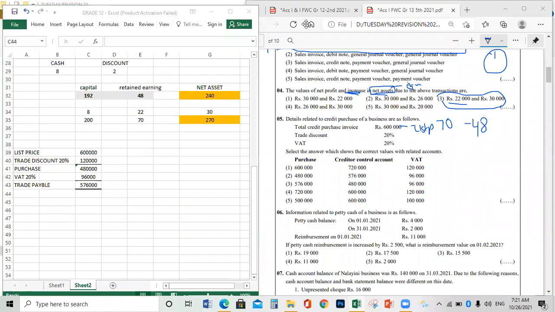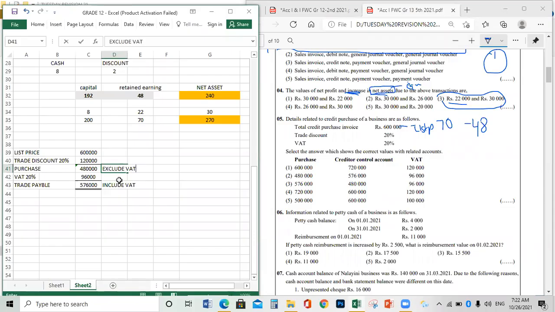Always the purchase value will always be excluding VAT, without VAT. Okay, so then guys, after that, to find the amount you have to pay to the trade payable, you will always include VAT. So this value will always be including VAT. And this value will always exclude VAT.